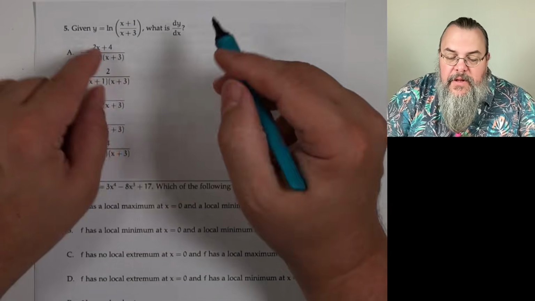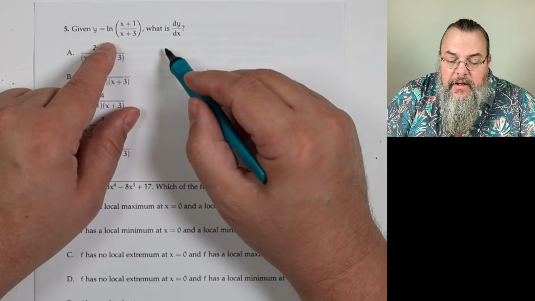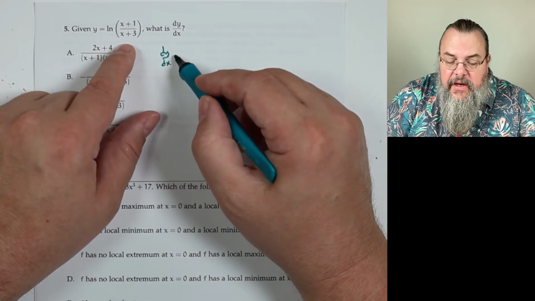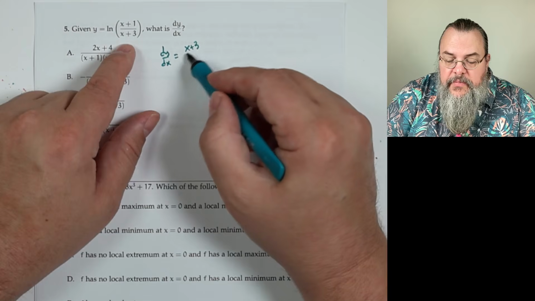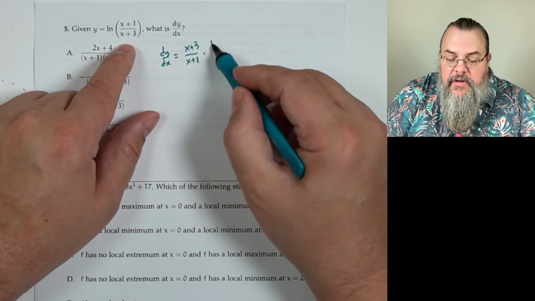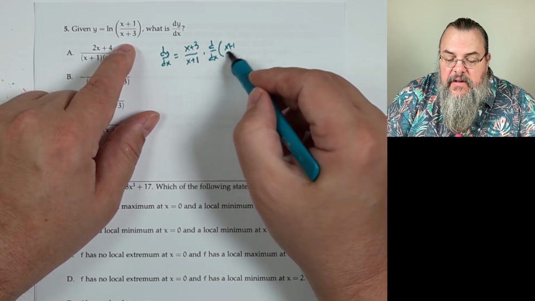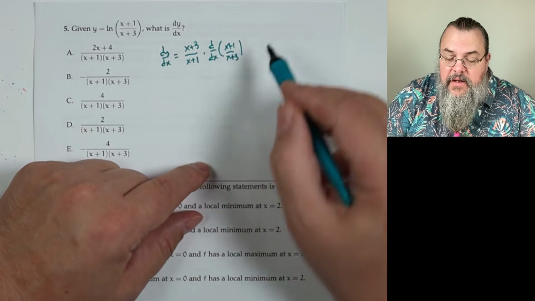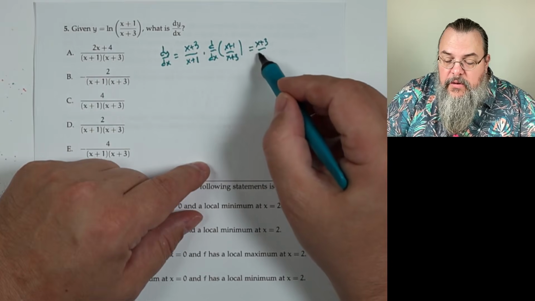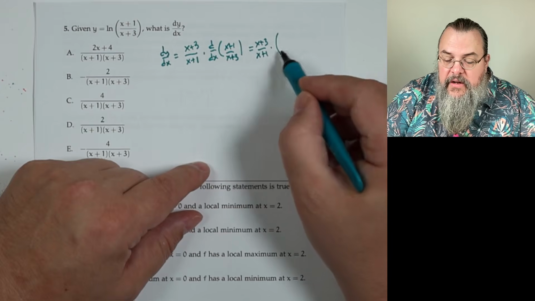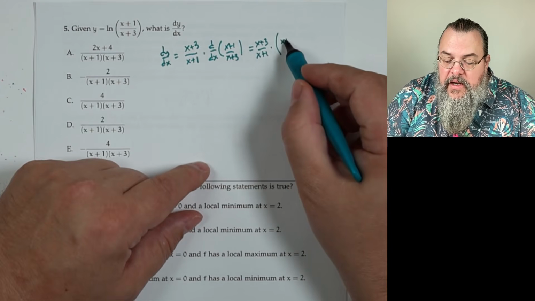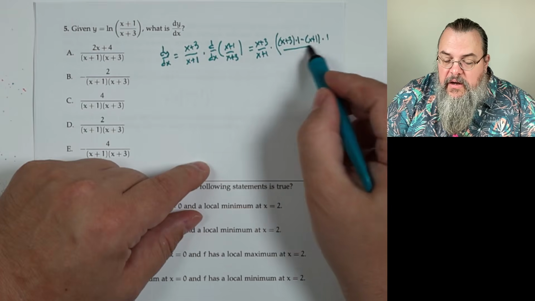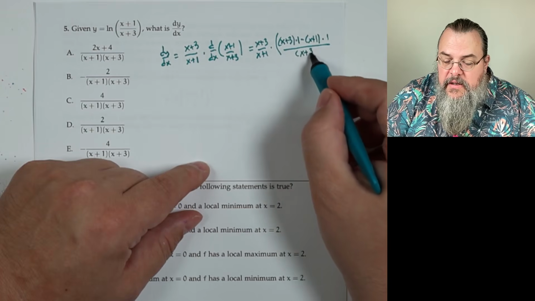So let's suppose you love quotient rule. So if you do, you say, well, how do you take the derivative of a log of something? Well, you start by saying you take 1 over the inside. So it would be (x plus 3) over (x plus 1) times the derivative of the inside. All right, so this is 1 over the inside times the derivative of the inside. Now, here's where your quotient rule comes into play. So you say, all right, so you take bottom times the derivative of the top minus the top times the derivative of the bottom all over the bottom squared.